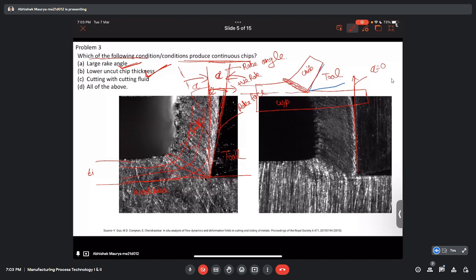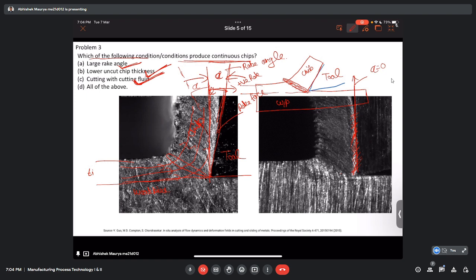Yes, again, if we decrease the friction between the chip tool interface, again we have to apply less force. If the friction value is less between the tool rake face and the chip, then the chip can flow smoothly over the rake face, and it will retain its continuous behavior. So if we use the cutting fluid rather than dry cutting, then also the chip nature which we can expect from a ductile material is continuous.